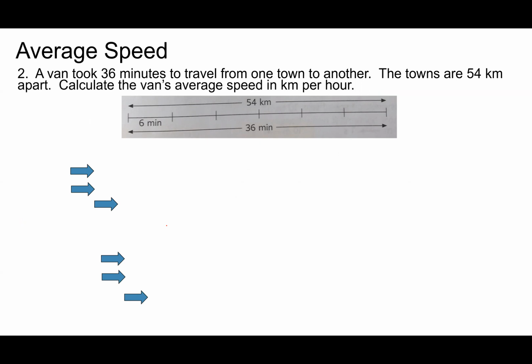Okay. A van took 36 minutes to travel from one town to another. The towns are 54 kilometers apart. Calculate the van's average speed in kilometers per hour. Okay, let's label. We've got 36 minutes. That's our time. And they are 54 kilometers apart. That's our distance. We want average speed.